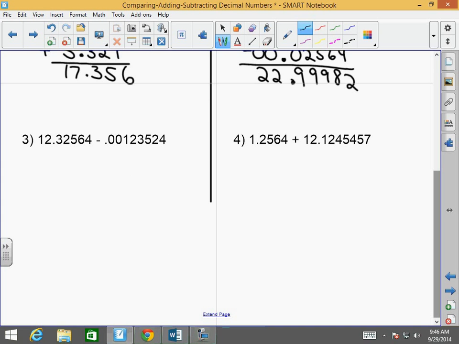Let's continue. Next, let's go ahead and subtract these. I've got to line up my decimals. So I've got a decimal, and be neat here. Make sure that you line up not only the decimals, but all of the place values correctly.